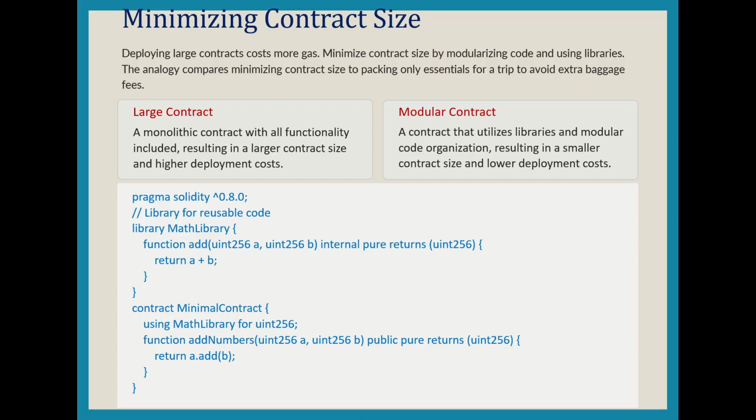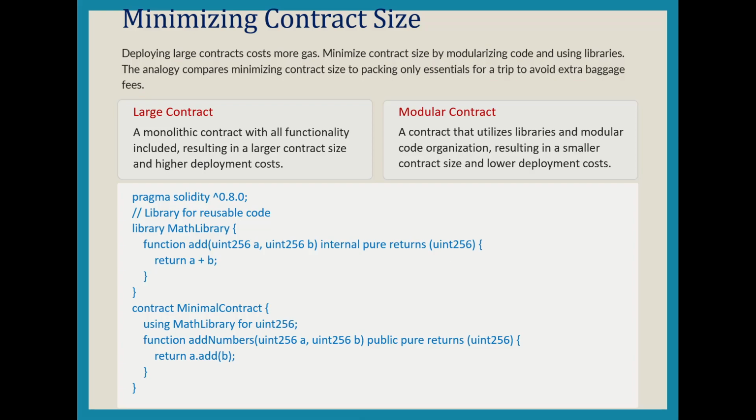You only have the essential part of the code. A large contract is a monolithic contract with all functionality included, resulting in a larger contract size and very high deployment costs. Whereas what we are trying to achieve is a modular contract that utilizes libraries and modular code organization. It results in smaller contract size and much lower deployment costs.